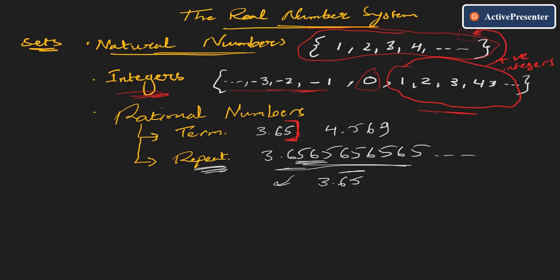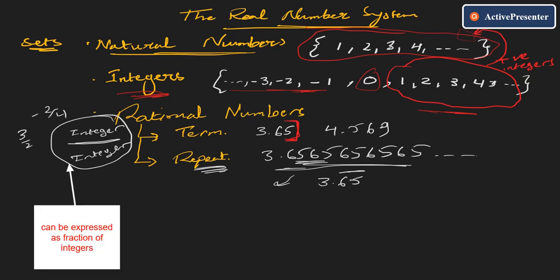Rational numbers, you can say that if you divide an integer by an integer, it is a rational number. Okay? For example, 3 over 2 or -2 over 4 or whatsoever, an integer divided by an integer.